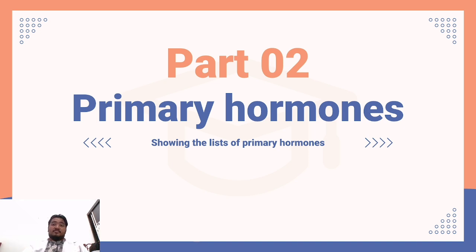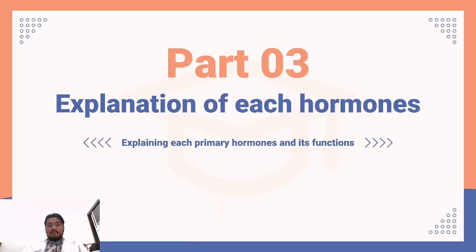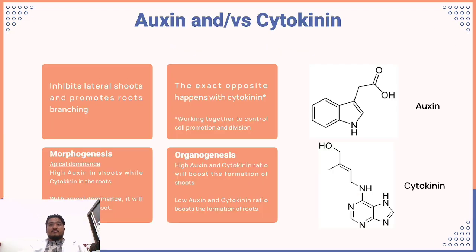Now, let's talk about primary hormones. There are 5 primary hormones in this slide, which are auxin, cytokinin, gibberellins, abscisic acid, and ethylene. Now, we are going to explain each of these hormones.